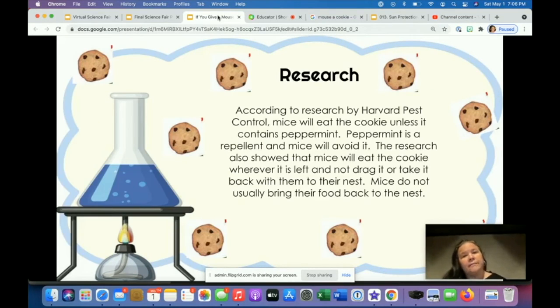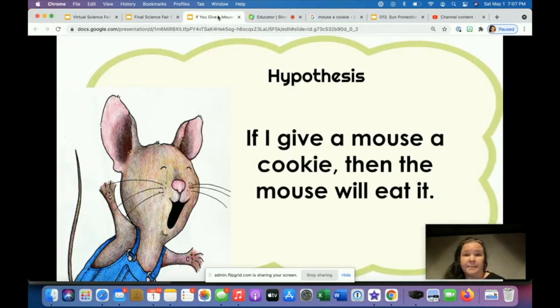The research that I found indicated that Harvard Pest Control found that mice will eat a cookie that is placed before them, unless the cookie contains peppermint. Peppermint is a natural repellent, and the mice will not eat a cookie with peppermint. Also, I learned that mice will usually eat what is in front of them. They don't drag food back to their nest. So I was eager to get started. My hypothesis was if I give a mouse a cookie, then the mouse will eat it.